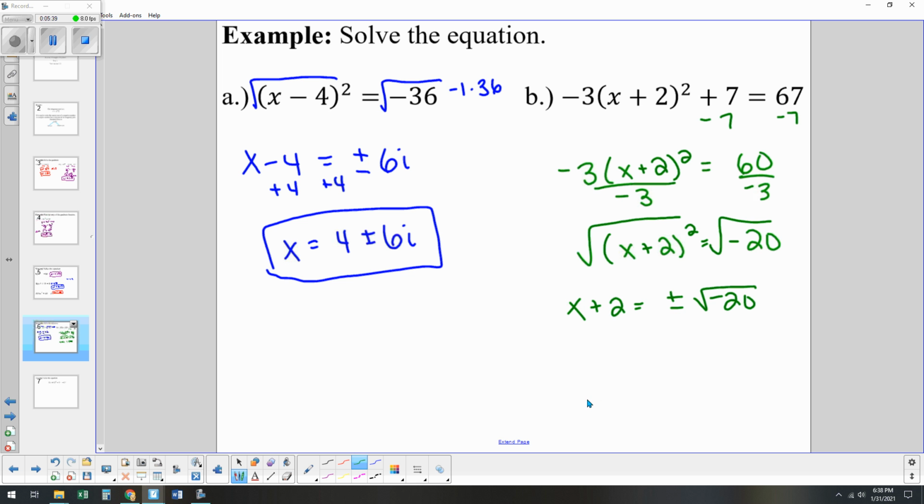So x plus 2 equals plus or minus the square root of negative 20. This one we're going to look at as negative 1 times 4 times 5. So here we get i, here we get 2, so that's plus or minus 2i. Can't touch the 5. And the last step is to minus this 2 over here, so we get negative 2 plus or minus 2i root 5.